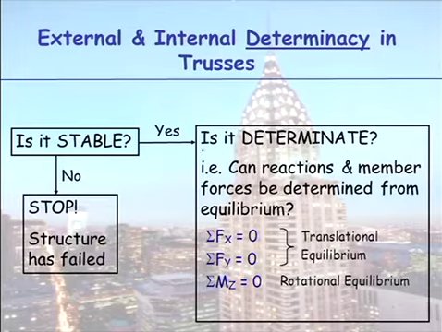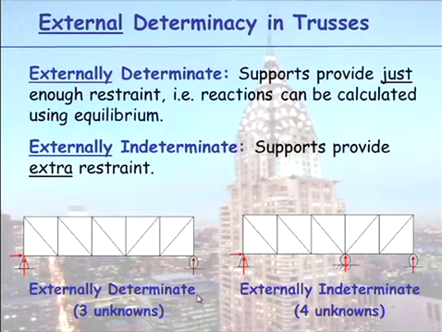If it is, then the next question you have to ask yourself is, is my truss determinate? So just to remind you, what does determinate mean? It means, can the reactions and member forces be determined using equilibrium? We're working in 2D, 2 dimensions, so we have 3 equations of equilibrium. So externally determinate means, as we've been through last week, the supports provide just enough restraint. If it's externally indeterminate, we have more than enough supports.